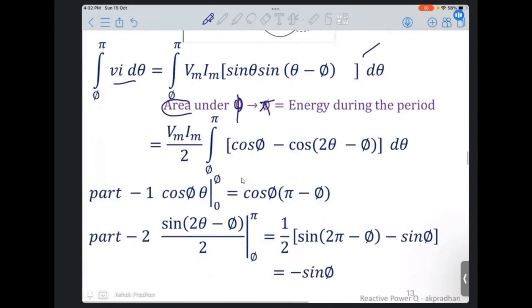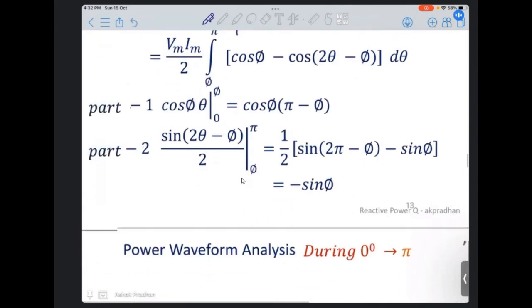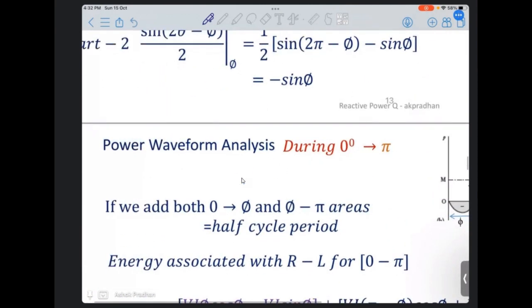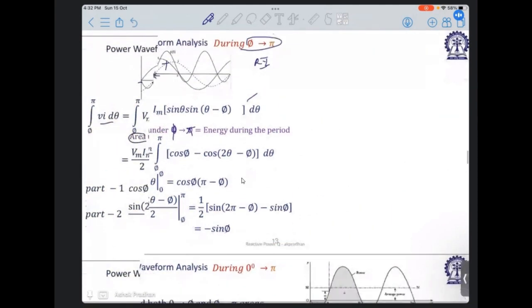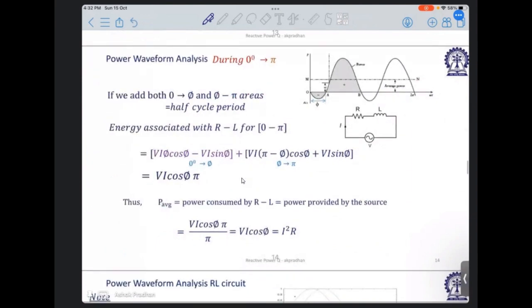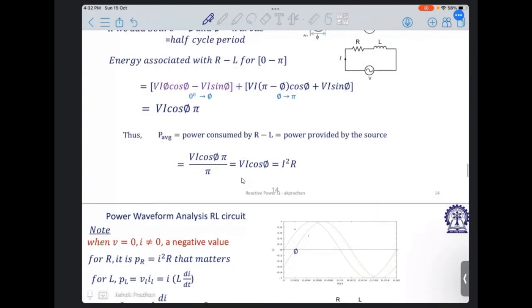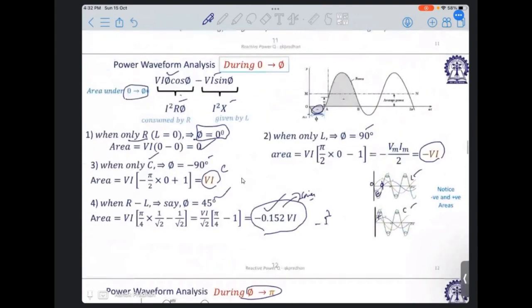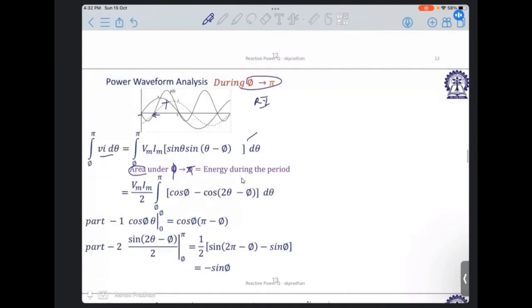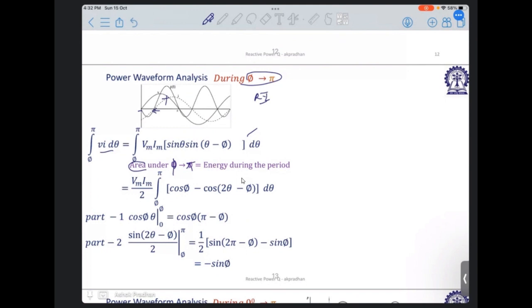So this energy, we have two parts here, and this energy, if we go from the this part during phi to pi, oh, some part is deleted here, I don't know. Okay, somehow it is missing here in this slide. Let me check.